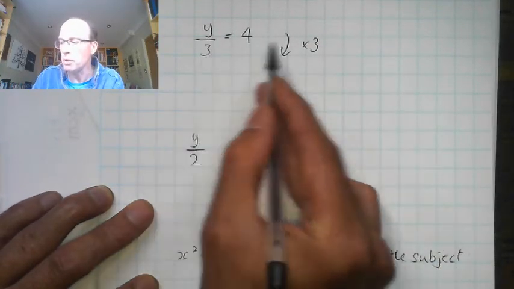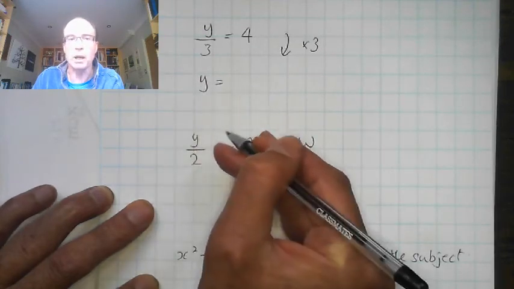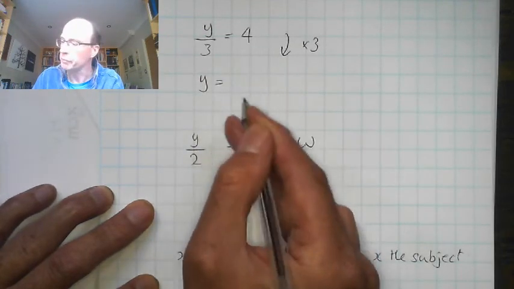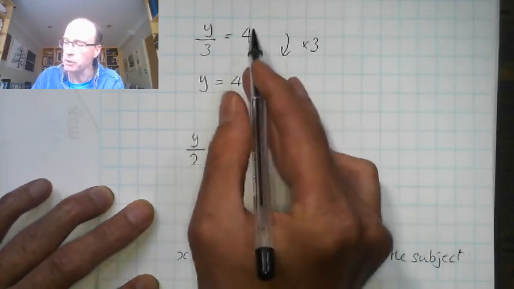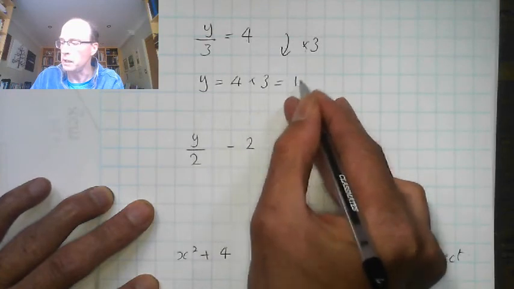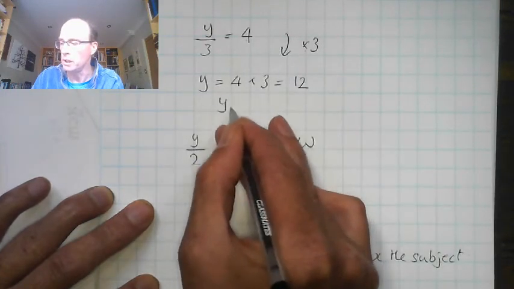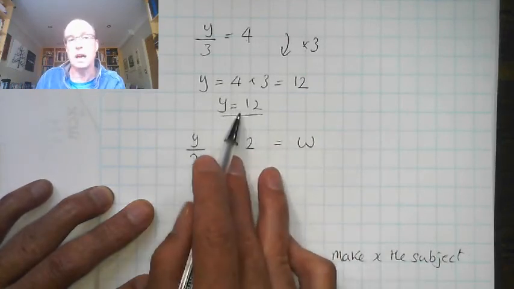So I divide by 3 and then multiply by 3. I'm going to be left with my plain y, 1 lot of y. I need to do the same on the right hand side, so my multiply by 3. So I've got 4, multiply it by 3. Oh, I know what that is. Y is equal to 12. So I've changed the subject, but I've done more than that. I've actually solved the equation and I've got my value of y.